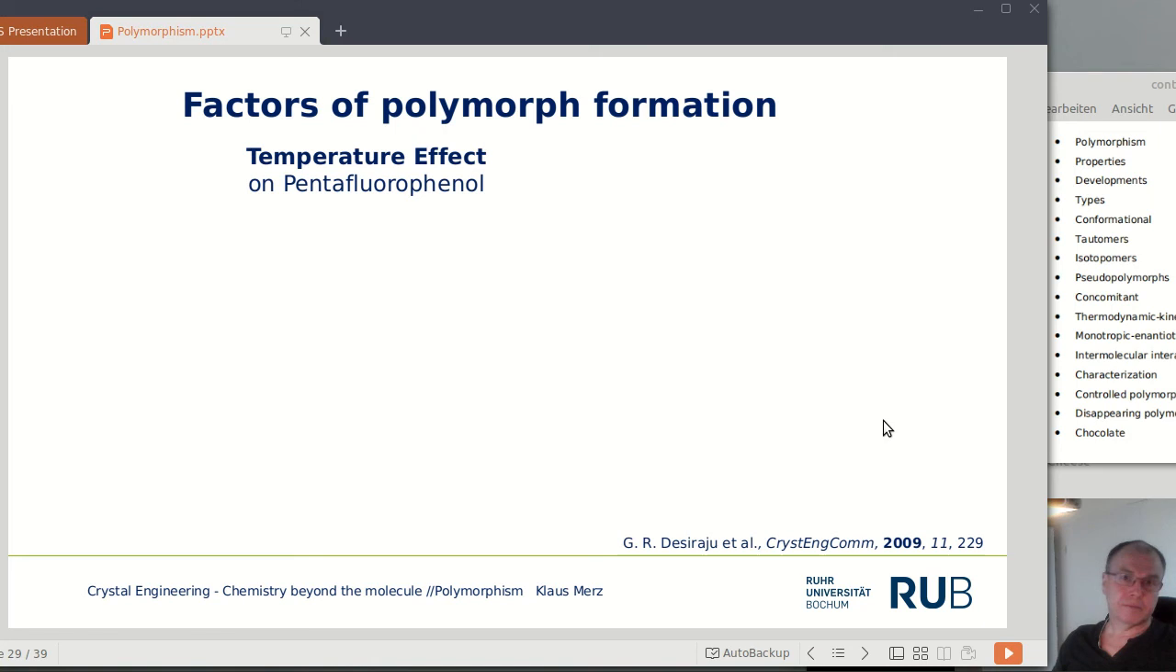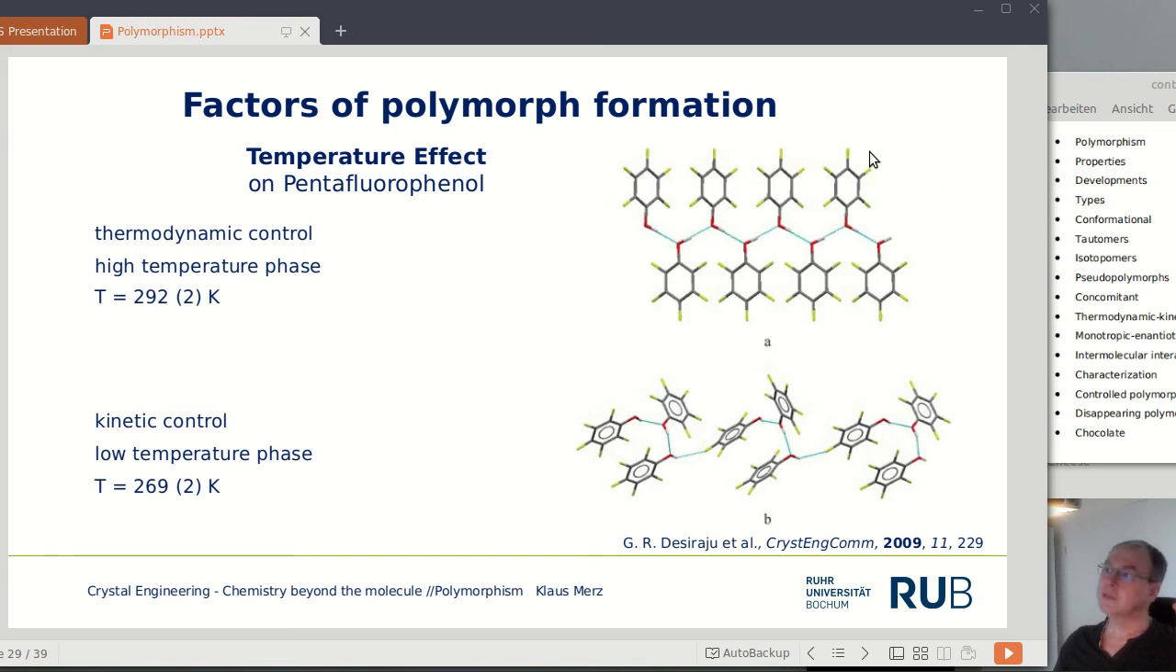Temperature. For example, by playing with temperature, you can get different polymorphs. See it here, pentafluorophenol at ambient temperature, and with high temperature, and a little bit lower temperature. It's not so far, this is only 23 degrees, not so much, and not so huge a difference. It's still enough to get a new polymorph, secondly kinetically controlled.